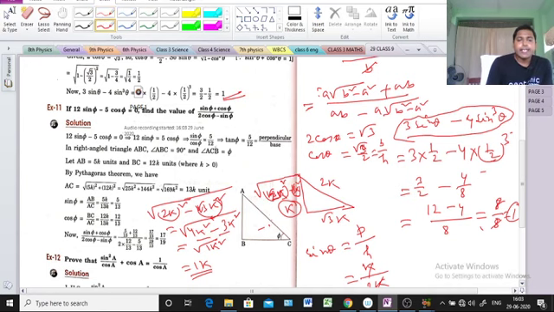Now we'll do example 11. Example 11 is telling, see, read the question at first. First read the question. Example 11 is telling that 12 sin phi equal to 5 cos phi, that is, 12 sin phi minus 5 cos phi equal to 0. Then find the value of this expression. What is the given data? 12 sin phi minus 5 cos phi equal to 0 given.